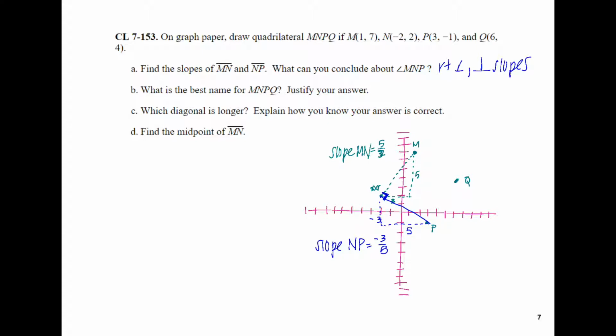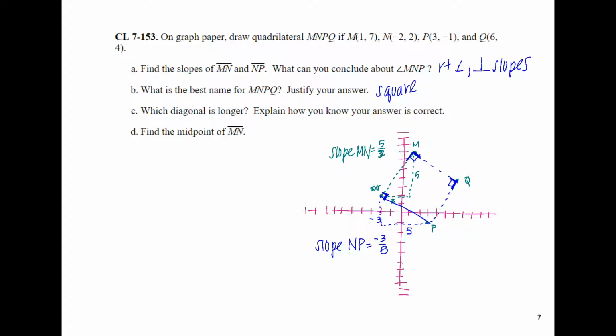What is the best name for MNPQ? Justify your answer. So when we continue all of these and look at all of these slopes, we will find that each line is made up of perpendicular lines, which form right angles, so we can state that it is a square.